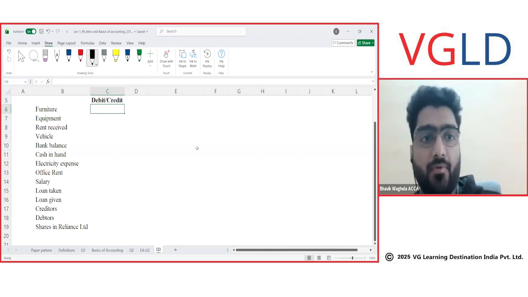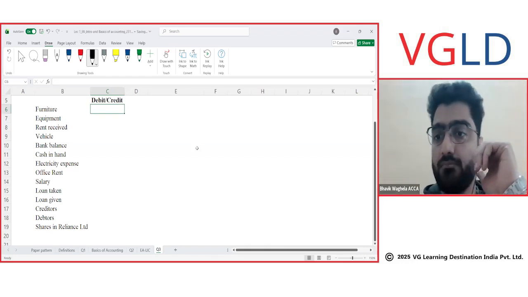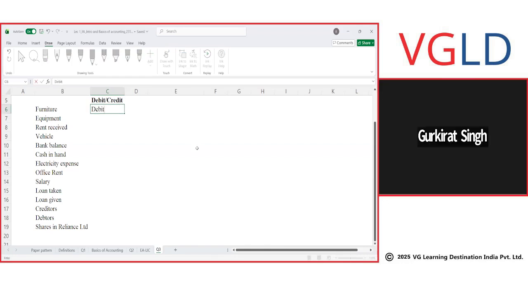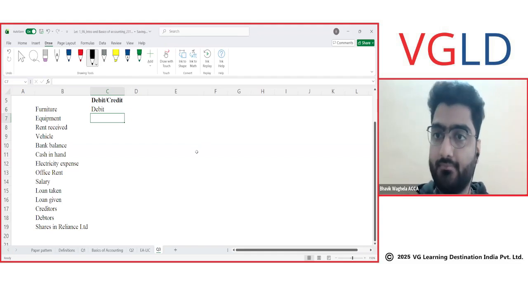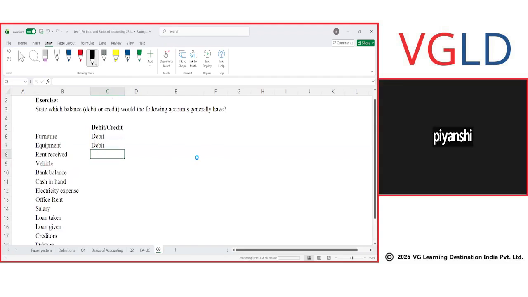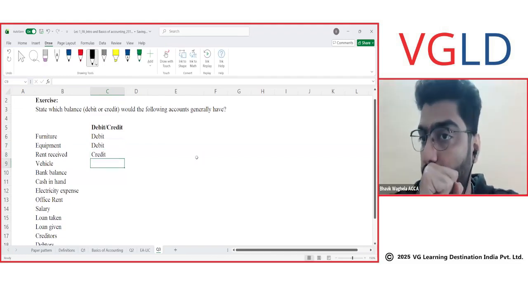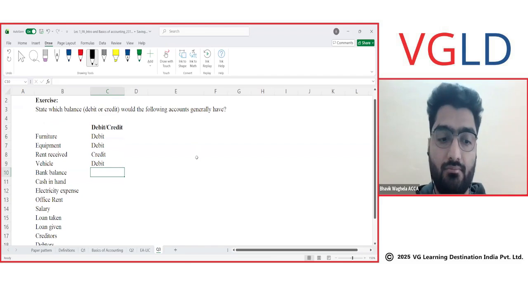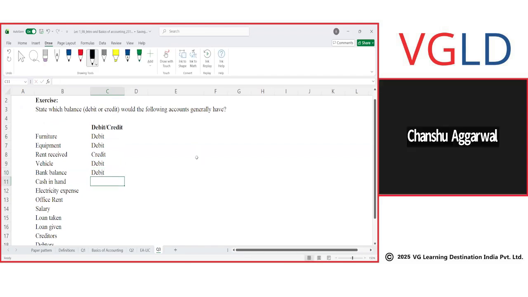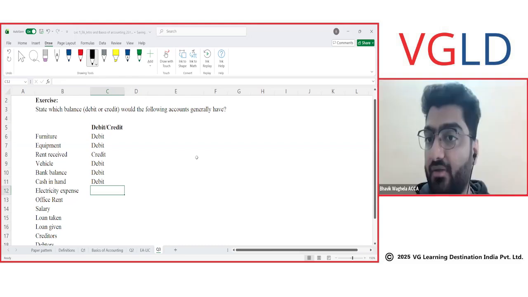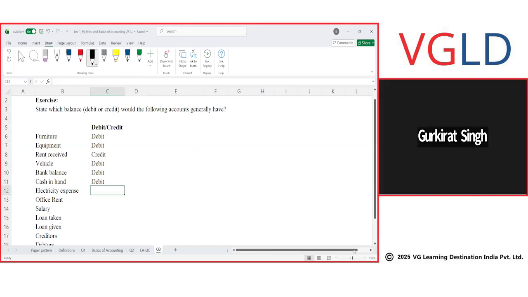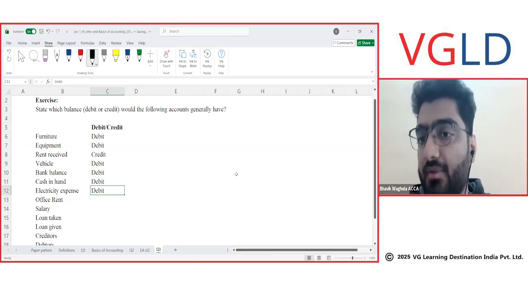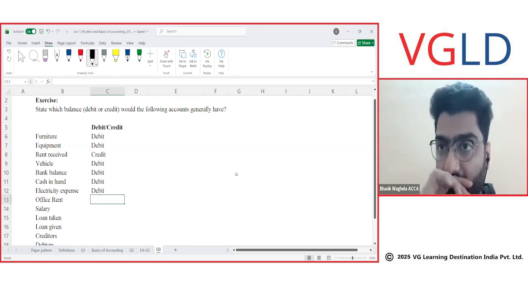Okay. First one, furniture, debit or credit? Debit. Equipment, debit. Rent received, credit. Vehicle, debit. Bank balance, debit. Cash in hand, debit. Electricity expense, debit, my friend, it's an expense. Expenses mean debit. Office rent, debit.